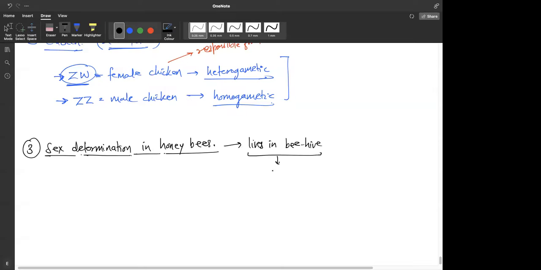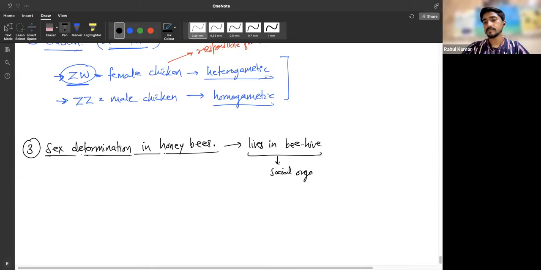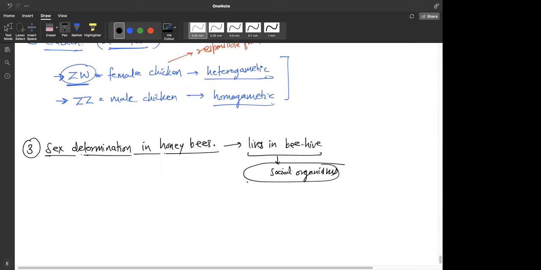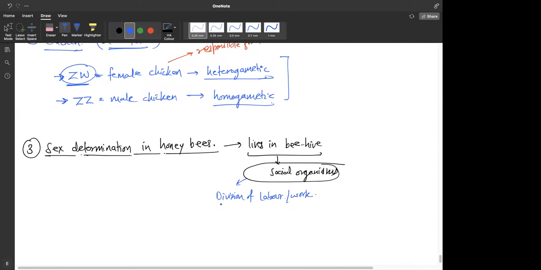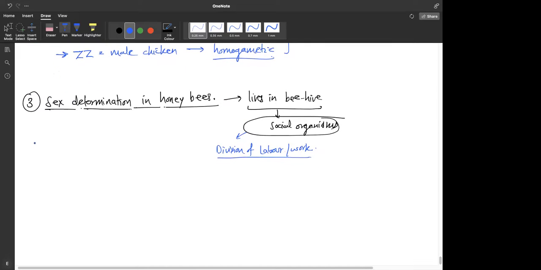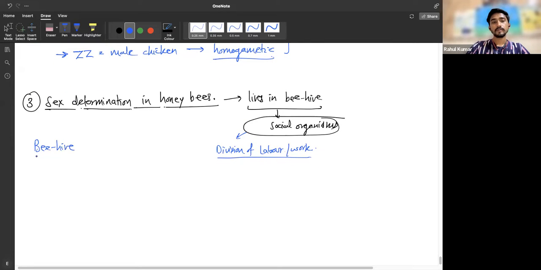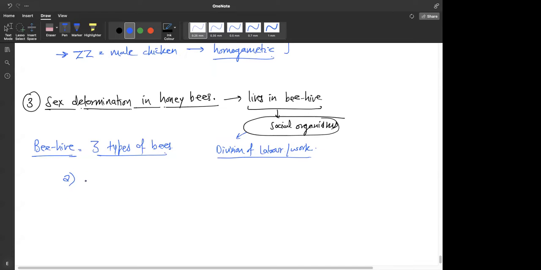Yes. And they are social organisms. What do you mean by social organisms? They are not independent. They live together and work together. Yes. So in a beehive, there is a division of labor, division of work, right? So in a beehive, how many types of bees are there? There are 3 types of bees that live together. Can anyone tell me what the 3 types are? Queen, worker, and drone. Yes, perfect.